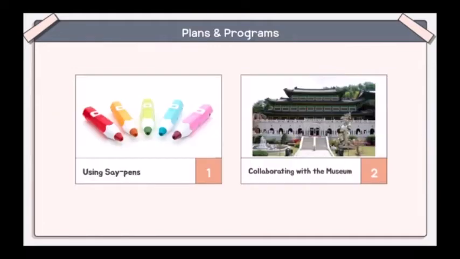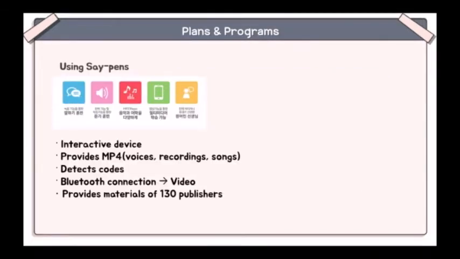We will now explain more about our programs and plans. We have 2 big plans using technology and locational features. We discussed using SafePen as an educational aid and also collaborating with a nearby museum. Sindong Elementary School consists of a very small number of students, 12, and faculty involved in teaching, 3.